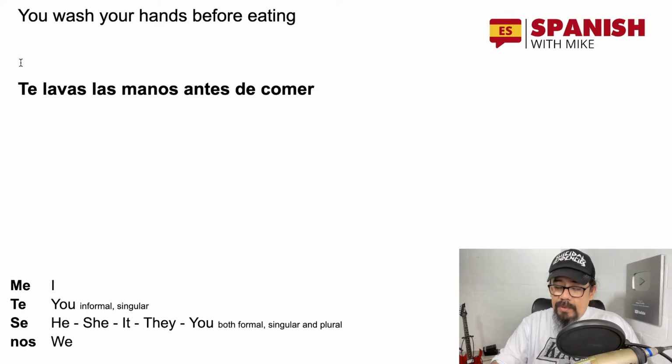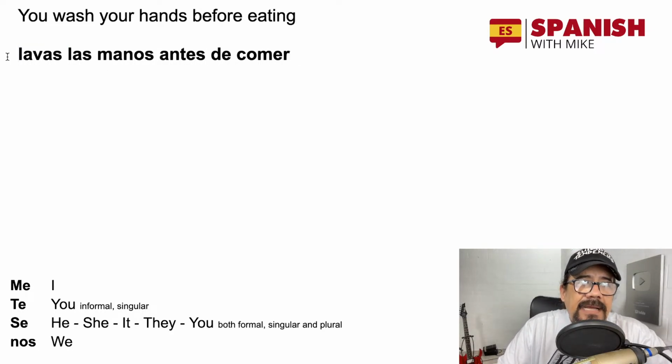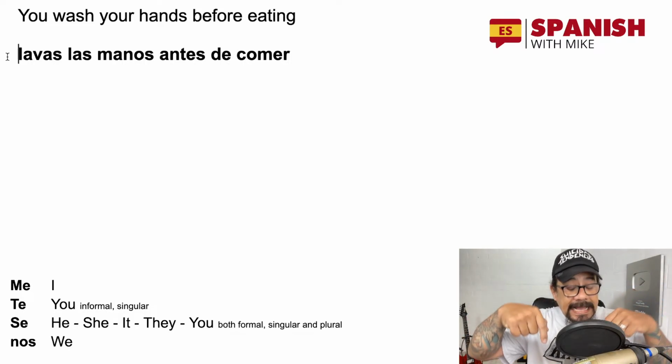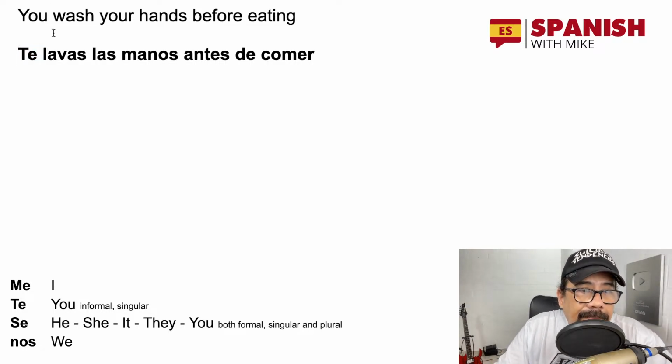And how do you know it's a reflexive form? Te lavas las manos antes de comer. If you remove te, lavas las manos antes de comer, but whose hands? I don't know. Las manos de quién? So this is a reflexive form because without the reflexive pronoun, it loses the meaning. It sounds like something's missing here.